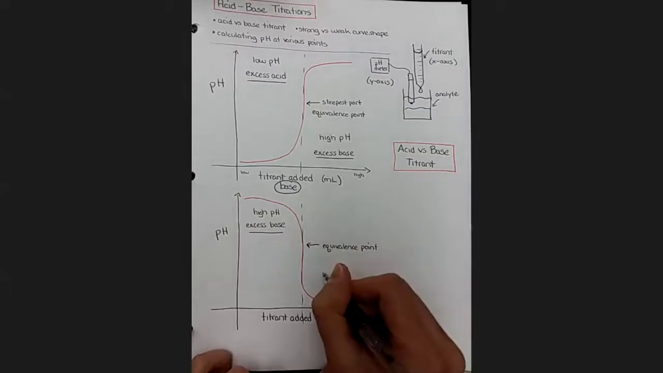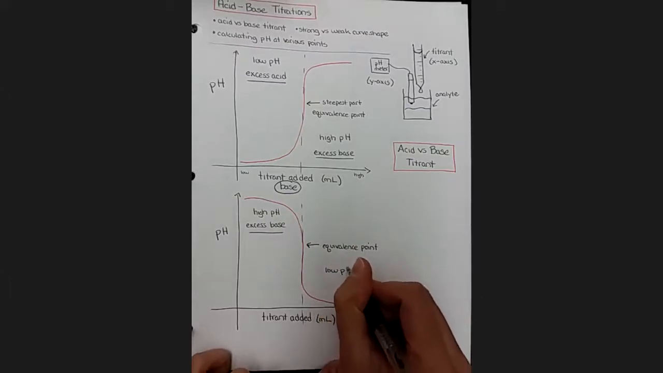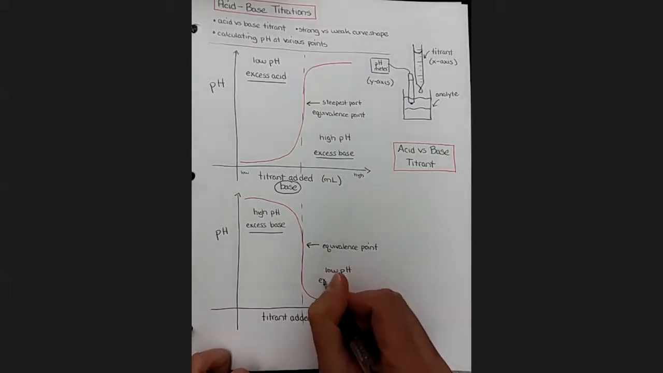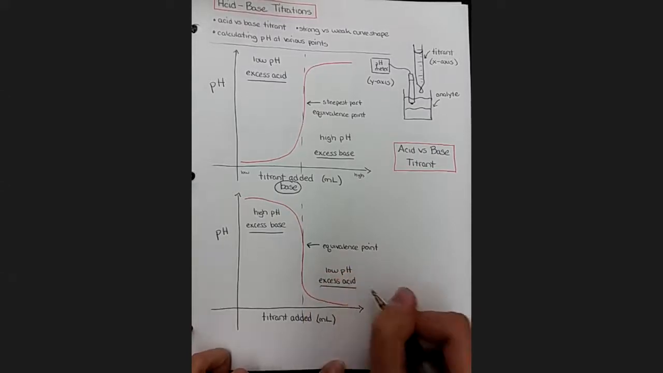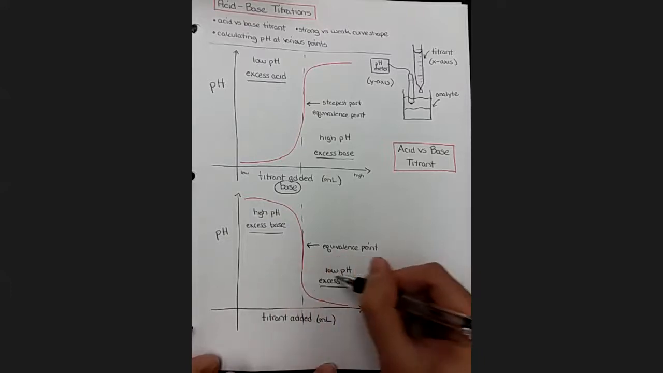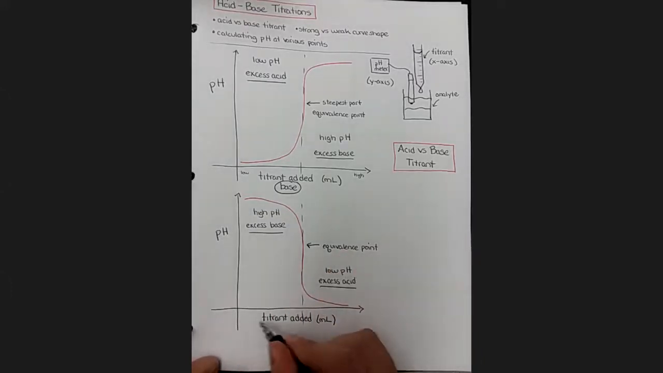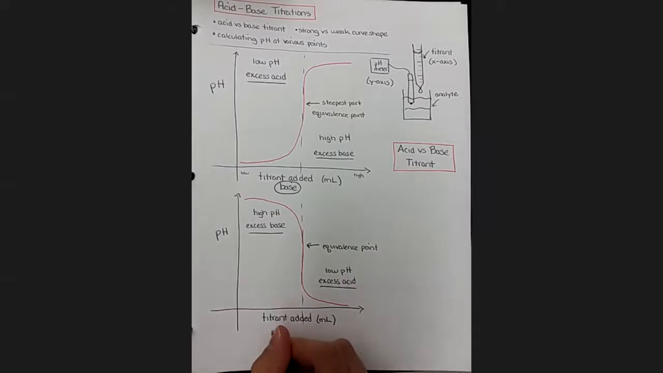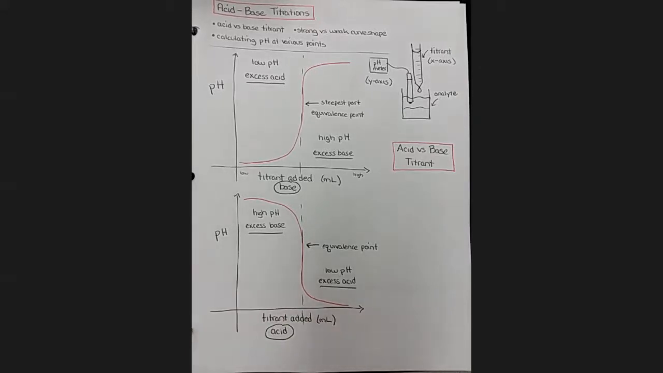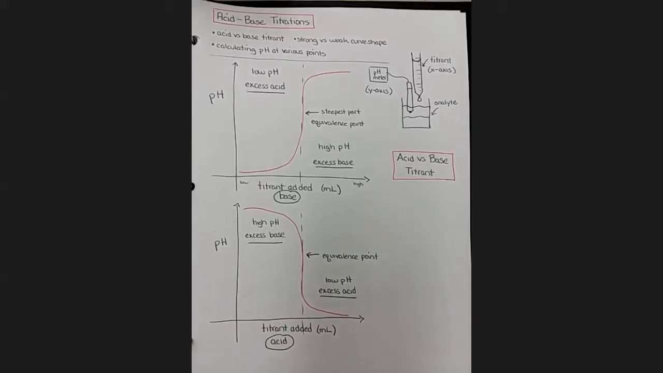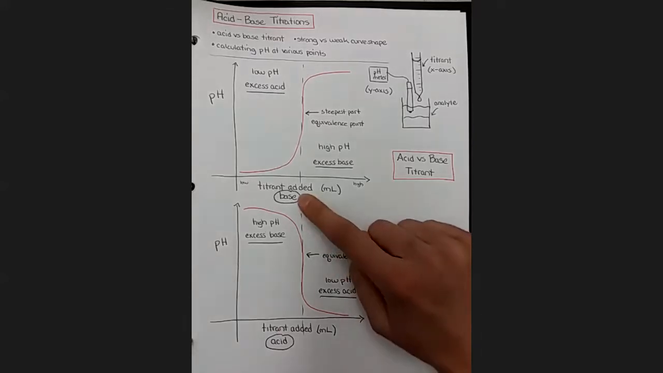And over here on the right, we have a very low pH on this half, telling us that there is excess acid at the end of the titration. And if the end of the titration has excess acid, just like how it has excess titrant, that means that the titrant has to be a strong acid. Okay, so this is what a base titrant versus an acid titrant looks like.